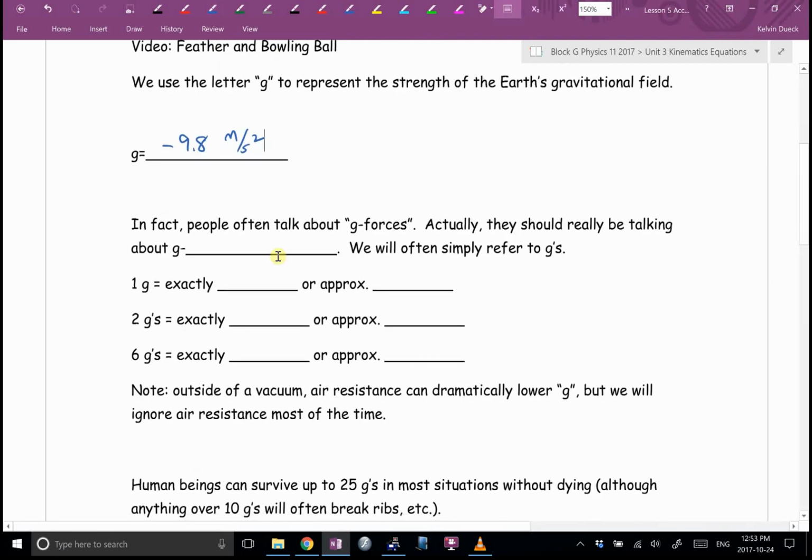They really should be talking about G accelerations. It's not a force. And so I will often just say, how many G's? And not use the word force. I'll expect you to clue in. We're talking about an acceleration.